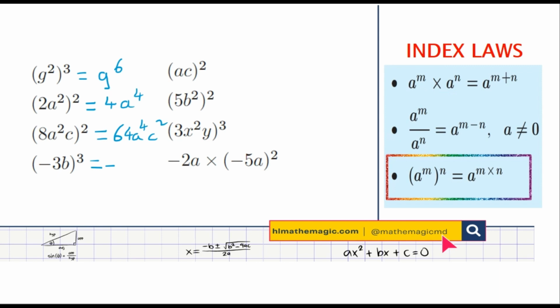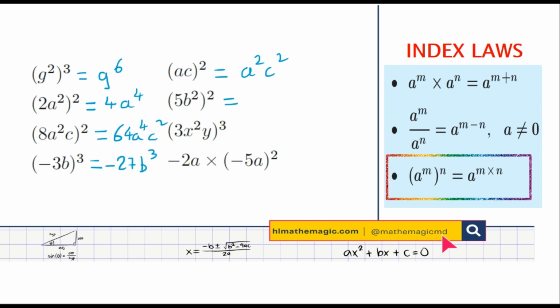Then you have to ask yourself what 3 cubed is. 3 times 3 is 9. 9 times 3 is 27. And then we have b to the power 3. So very well done if you managed to do this one properly. Moving on to ac squared, which is going to be a squared c squared, followed by 5b squared squared.